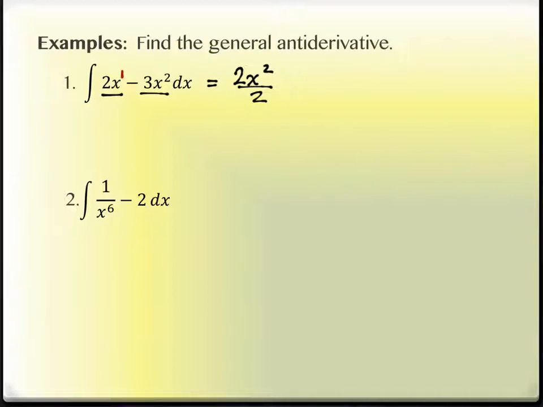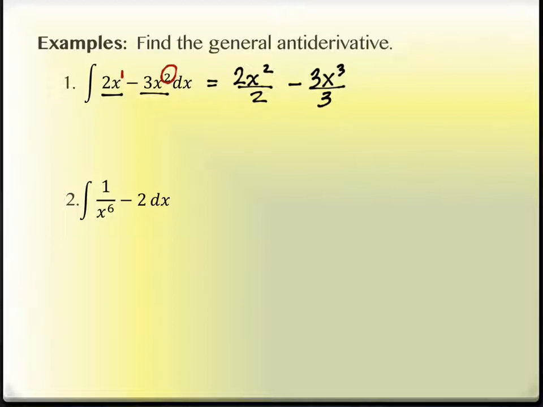The other piece is 3x squared. So let's actually do that from that perspective. Well, hang on, it's a negative, yeah. The 3 is a constant multiplier, so it stays. The 2 as a power will increase to a 3, and then I will divide by my new power, which is 3.